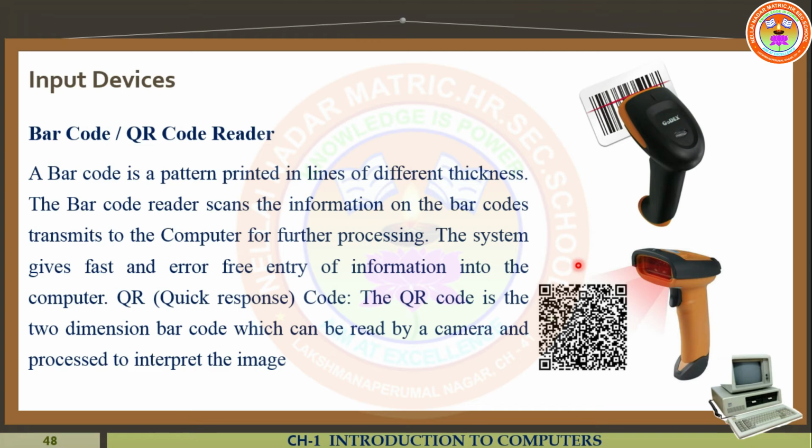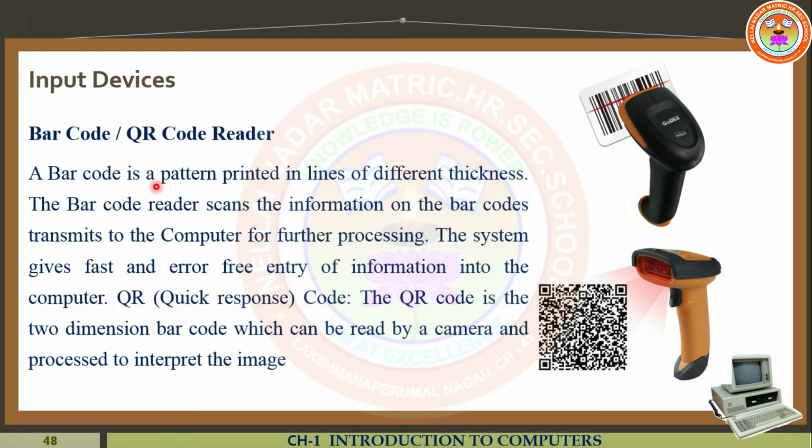The next input device is the barcode or QR code reader. So what is a barcode and QR code reader? What is the expansion of QR? Quick response. Did you know that? This is a barcode and this is a QR code. Nowadays all the devices and all the products have a QR code.